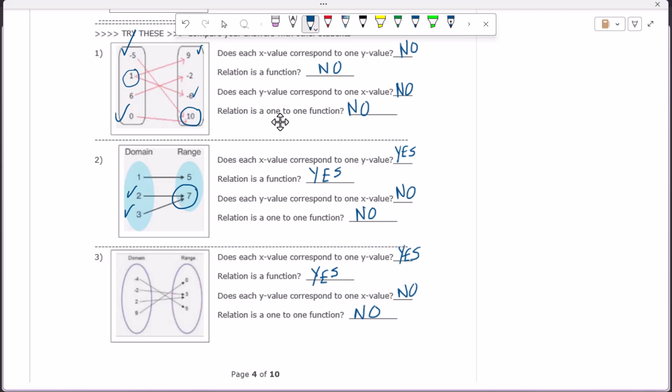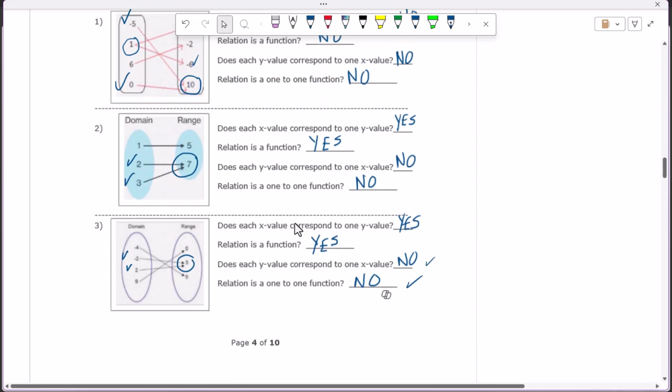And the last one, is it a function? It is a function. Every x has one y, but if you go in reverse, the 3 is what causes the problem. So if you start with an element in the range, an output of 3, that maps backwards to -2 and to 2. So that's why it's not one-to-one.